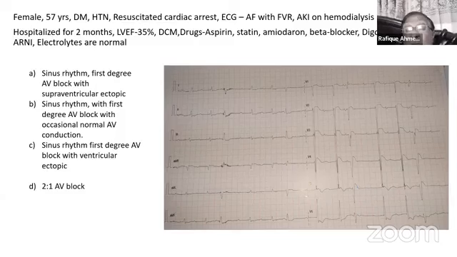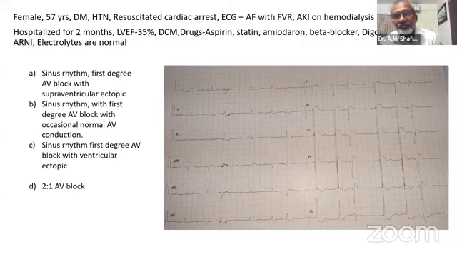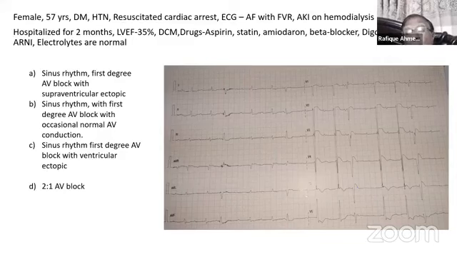It appears to be a right bundle type of aberration, which fits in with aberrant conduction. Right bundle, right, sir? Yes. So my bet will be this was sinus rhythm, first degree AV block with occasional normally conducted AV conduction with aberration. I have seen similar ECGs with alternating right and left bundle branch block.